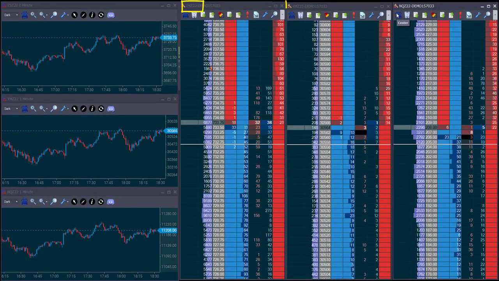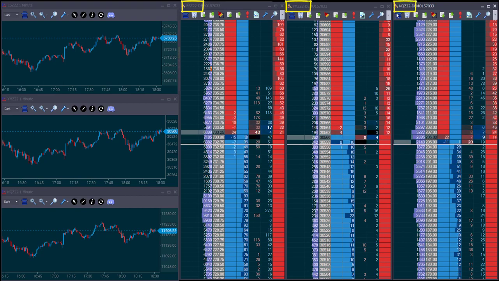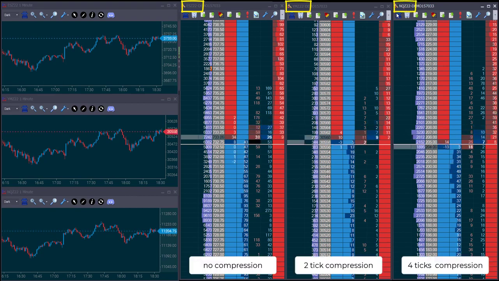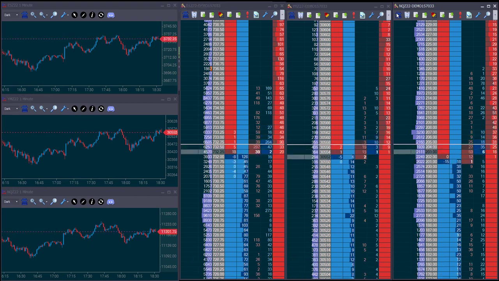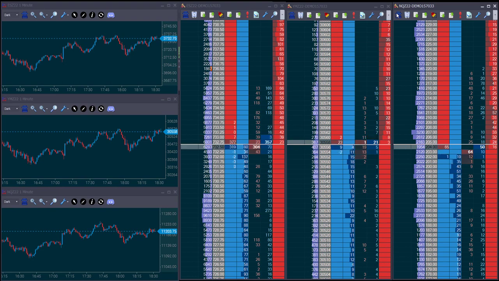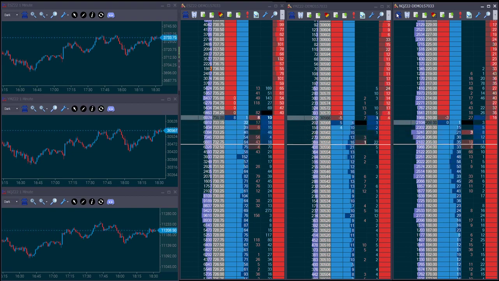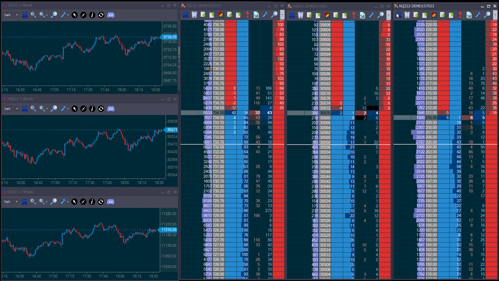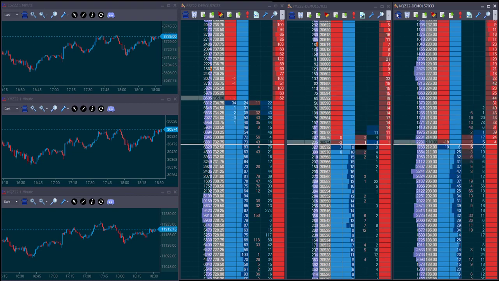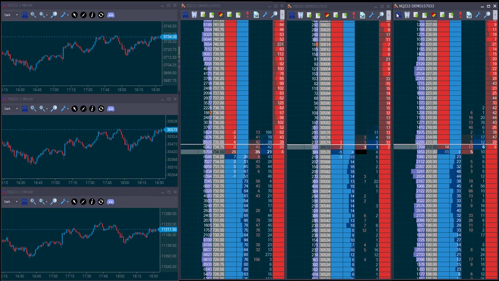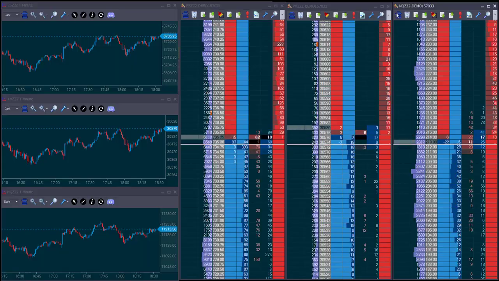Here we have ES, YM, and NQ depth and sales, with no compression, 2 ticks, and 4 ticks compression respectively. You can see how much easier it is to read correlation between the three markets without having NQ and YM jumping all over the place, making it really difficult to measure the moves between them. Correlation trading can be used for confirmation, but also to find a lagging market, which is now much easier to see. Let's now dive into the settings and the different modes we have to set tick compression.